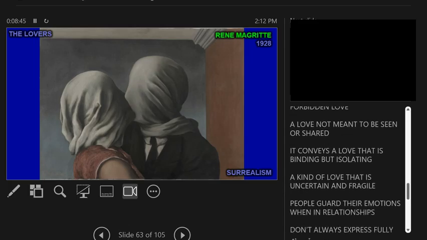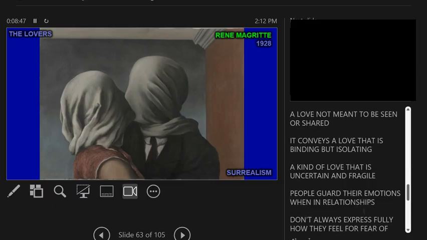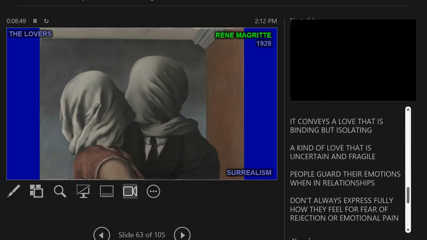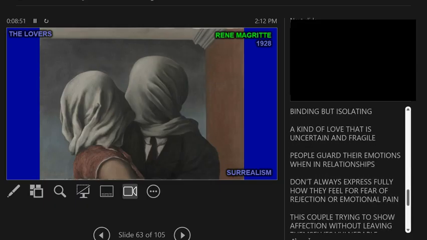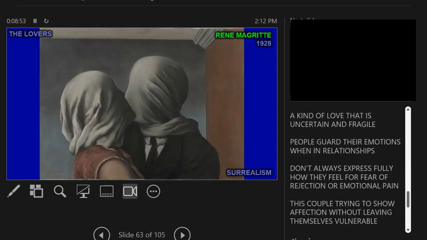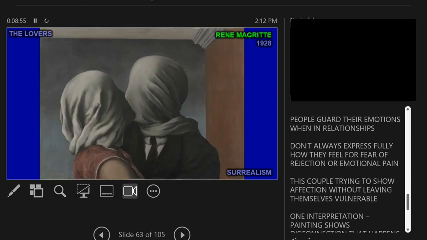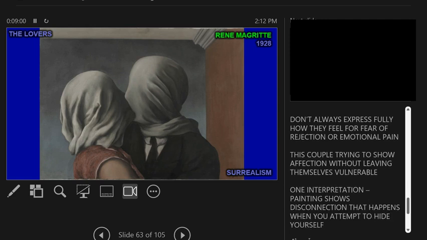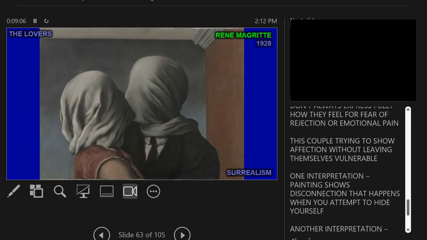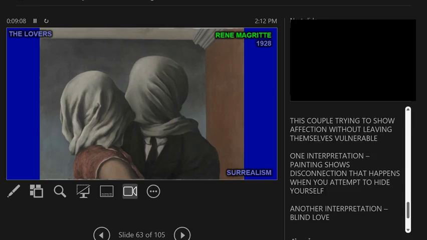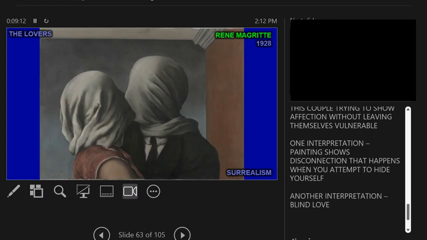This is forbidden love. A love not meant to be seen or shared. It conveys a love that is binding but isolating. And it's the kind of love that is uncertain and fragile. People guard their emotions when they are in relationships. They don't always express fully how they feel for fear of rejection or emotional pain. The couple is trying to show affection without leaving themselves vulnerable.